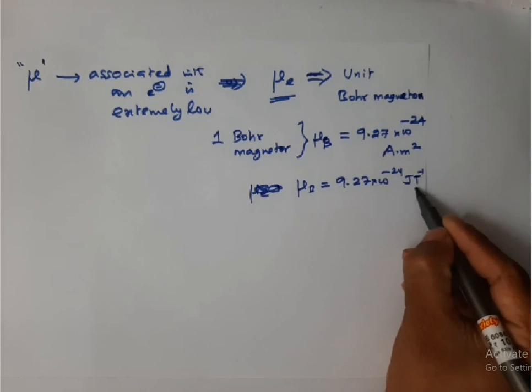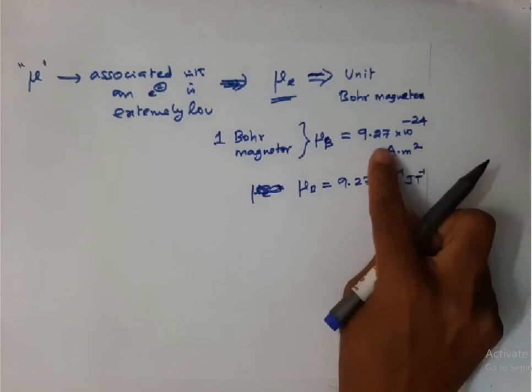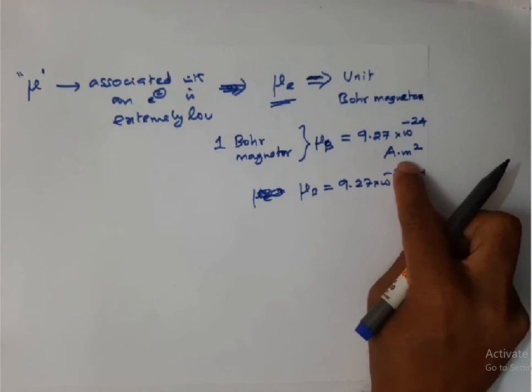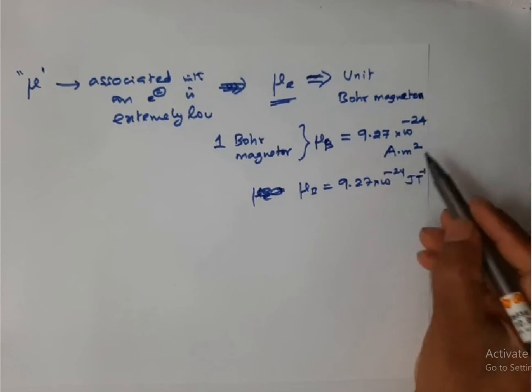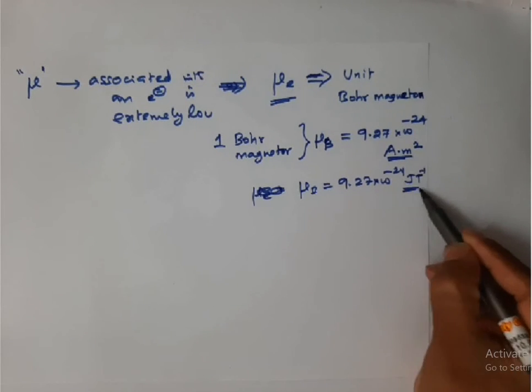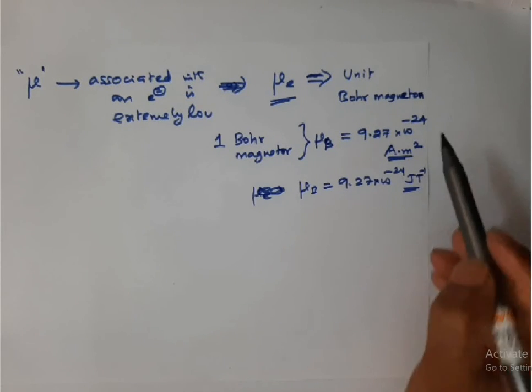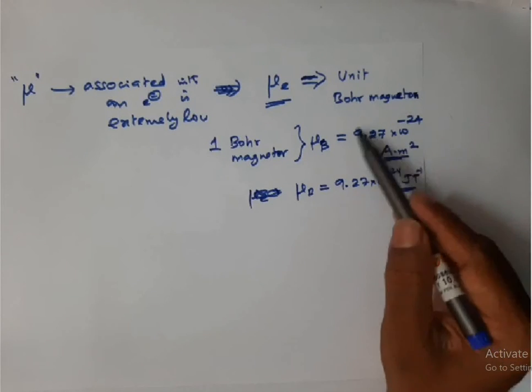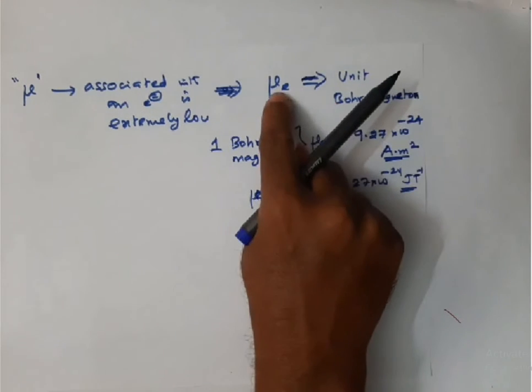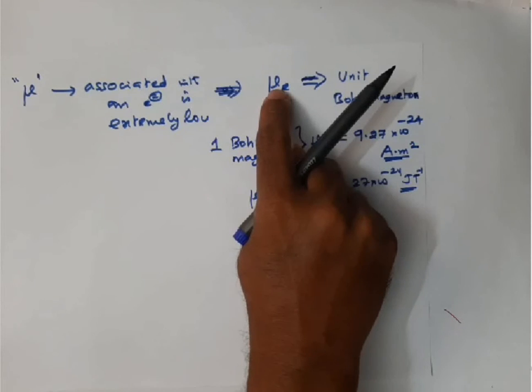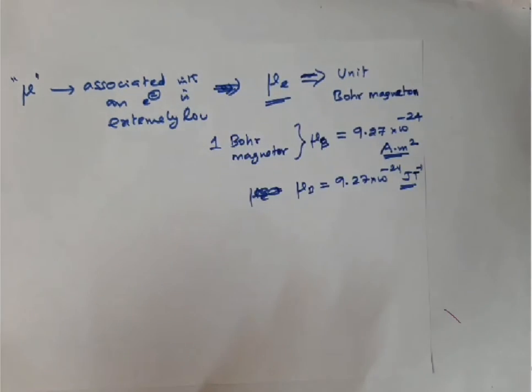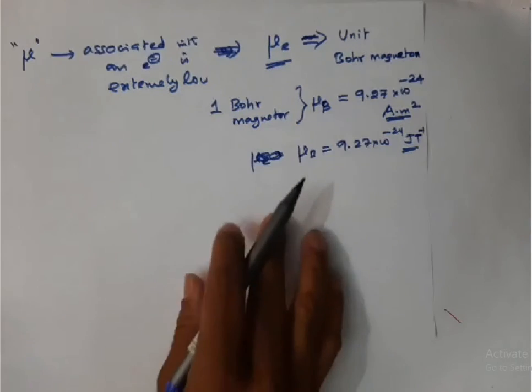Tesla is the unit of magnetic field. So 9.27 times 10 to the power minus 24, you can give in ampere meter square, or you can also write in joule per Tesla. This is one Bohr magneton. And remember, students, the unit of magnetic moment of the material is Bohr magneton.